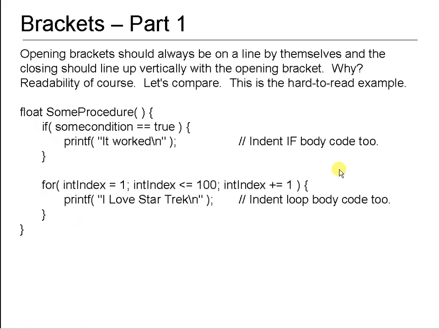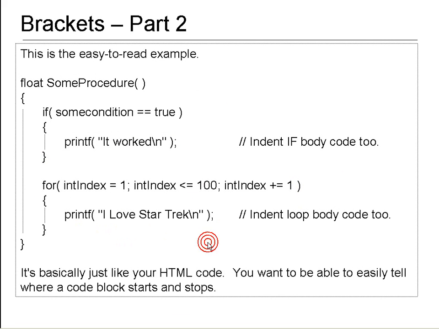Opening brackets should always be on a line by themselves, and the closing bracket should line up vertically with the opening bracket. Why? Readability, of course. This is a hard to read example, and you see this all across the internet and in the book and everywhere. They put the open bracket at the end of the line. See, right? There's three of them. That makes it difficult to match up which opening bracket goes with which closing bracket.